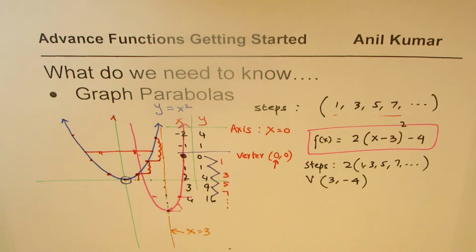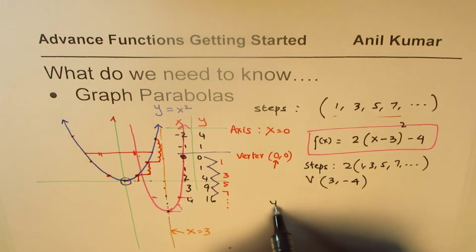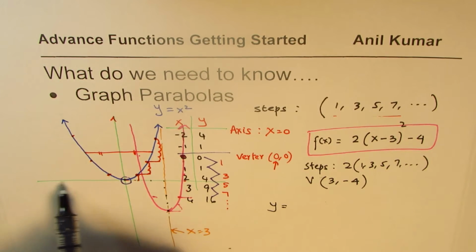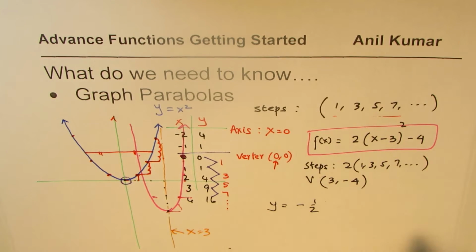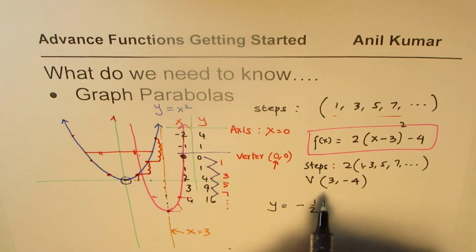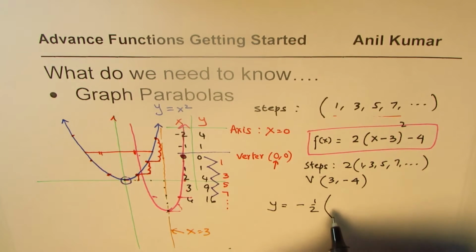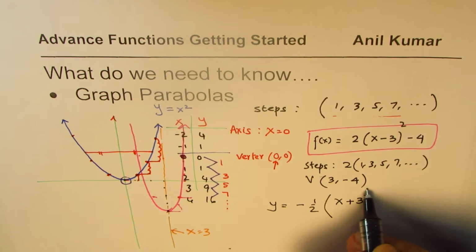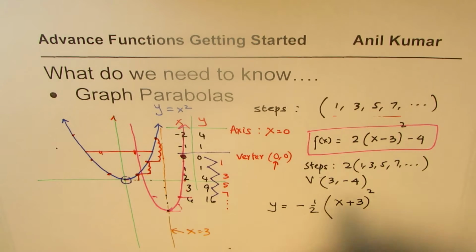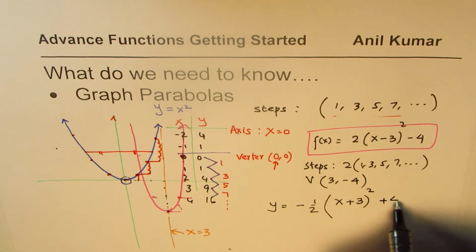At times, we may have some reflections. So let me take another equation. Let's say y = -1/2, and this time we'll horizontally shift it, so the equation may be (x + 3) whole squared, since we want to go to that side. And let's start from somewhere here, so we'll do +4 this time.